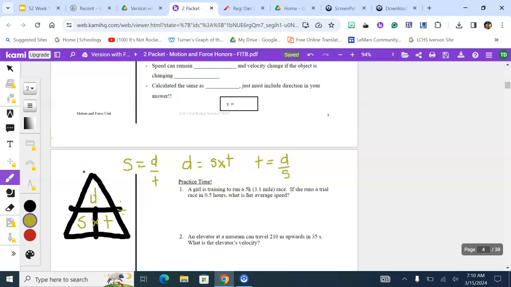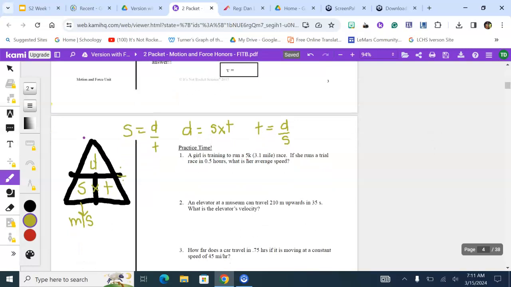Now, when I do these problems, not only am I looking for numbers, but I'm also looking for a label. So we know that distance is measured in feet, kilometers, miles, meters. Speed is what's called a derived unit, and speed can be measured in meters per second because the derivation is a unit of time, right? So speed is whatever distance over whatever amount of time. So kilometers per hour, meters per second, miles per hour. These are all derived units. And time: seconds, hours, minutes.